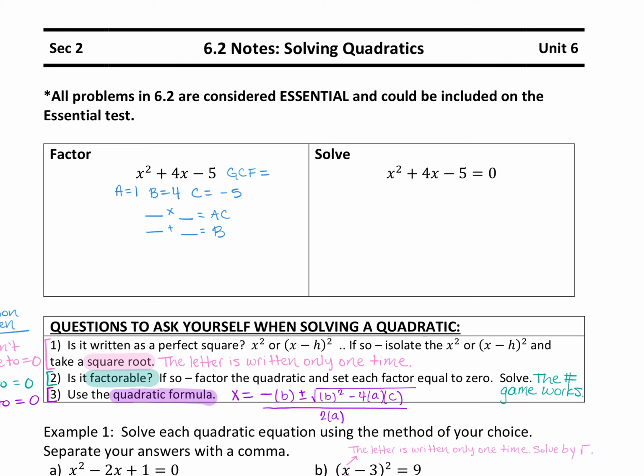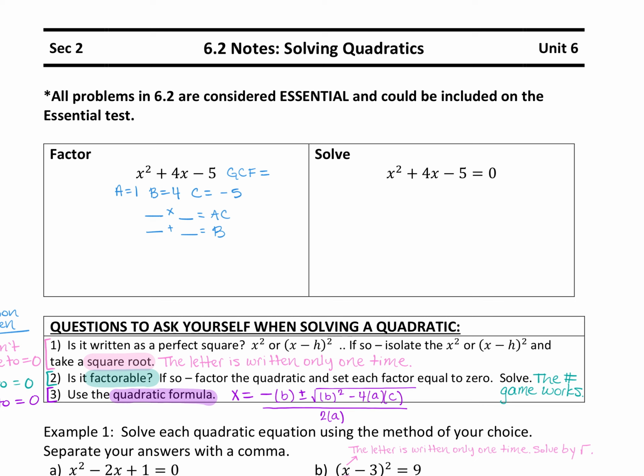Today we are going to talk about solving quadratics. This is a review from what we talked about last semester. When we talk about the difference between factoring and solving, notice that with factoring, there's no equal sign. With solving, there is an equal sign.